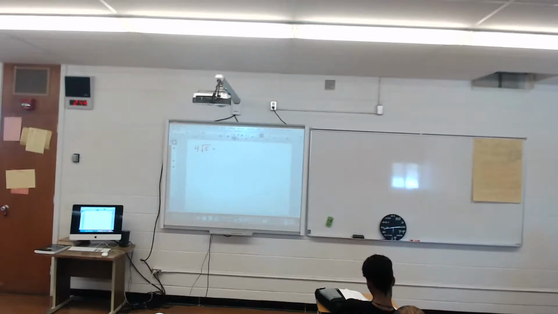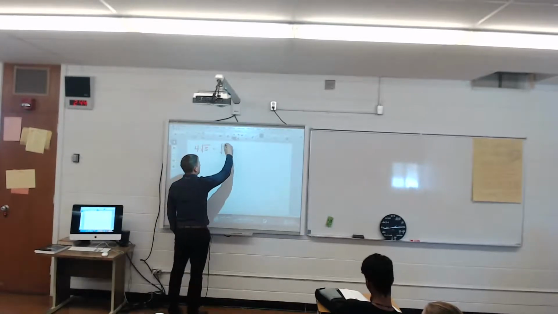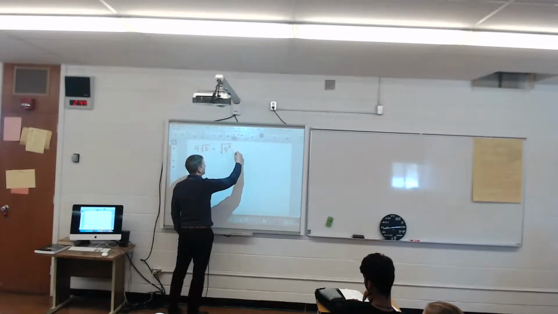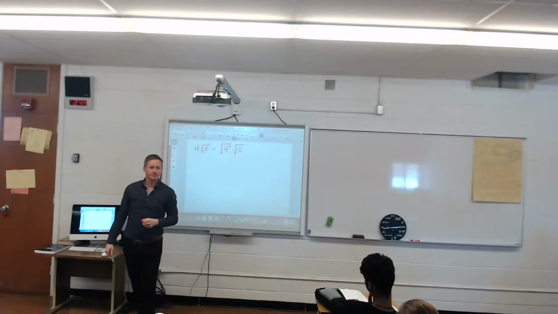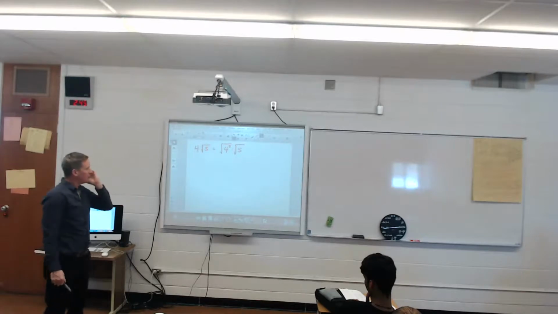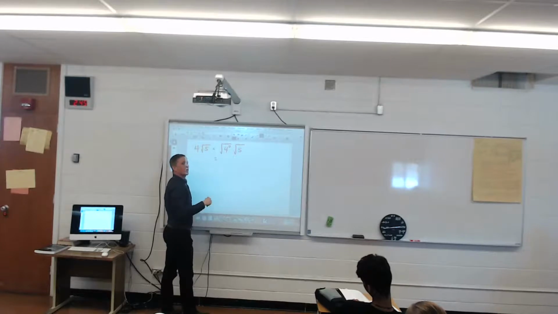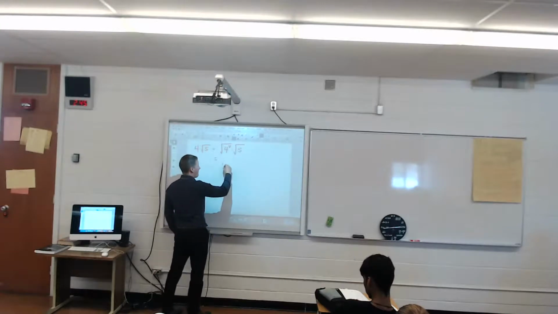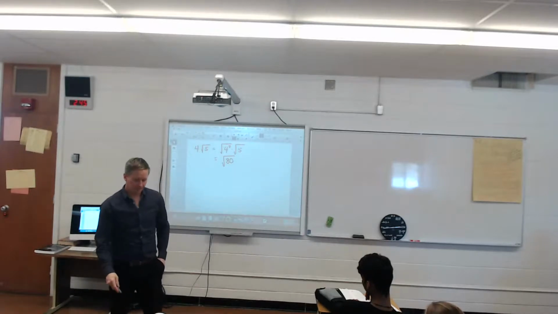Yeah, I think that was right. Square root of 4 squared times square root 5. What is the square root of 4 squared? 4. I haven't changed it, have I? No. So, what is 4 squared? 16. 16 times 5 is? 80. That's the square root of 80. All right.